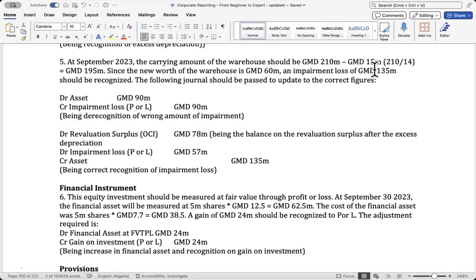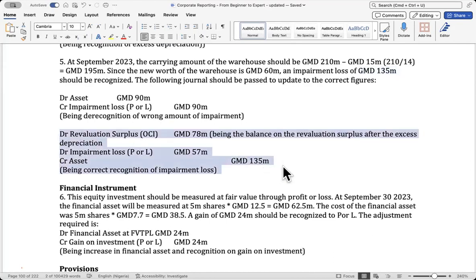So now that we are having an impairment loss of 135, 78 first will go to OCI, to revaluation surplus first. Then any excess over that 78 million can then go to P&L. Since the loss is 135, we still have an excess of 57. So that one goes to P&L as impairment loss. Then we credit the assets with the total.